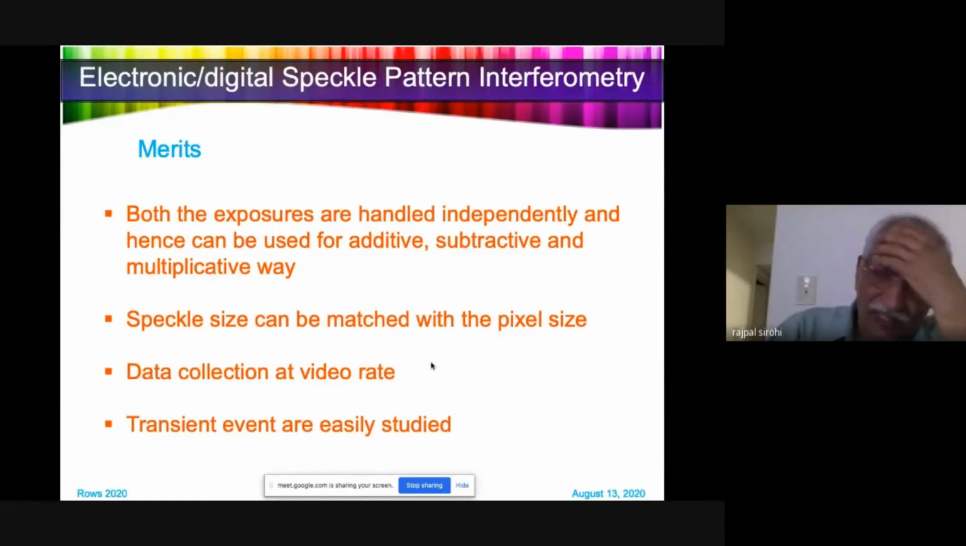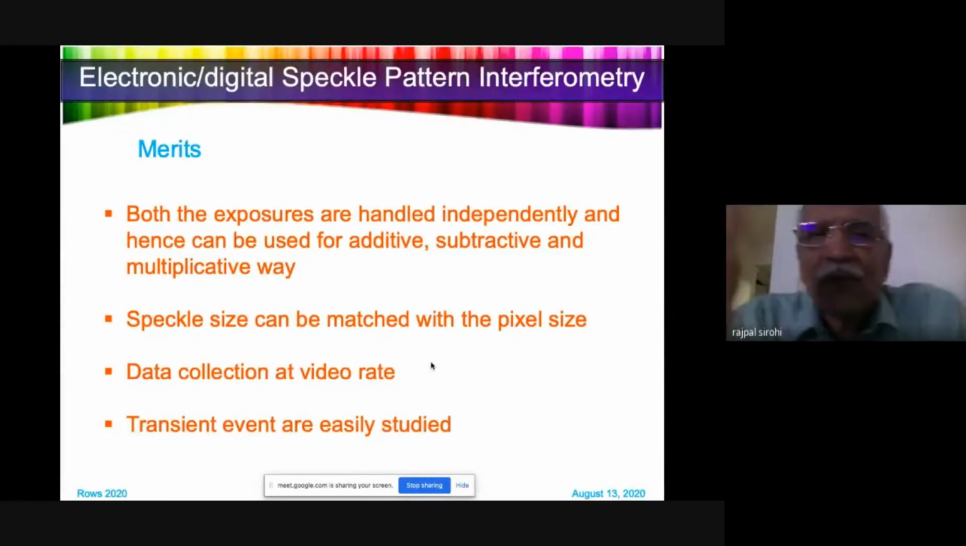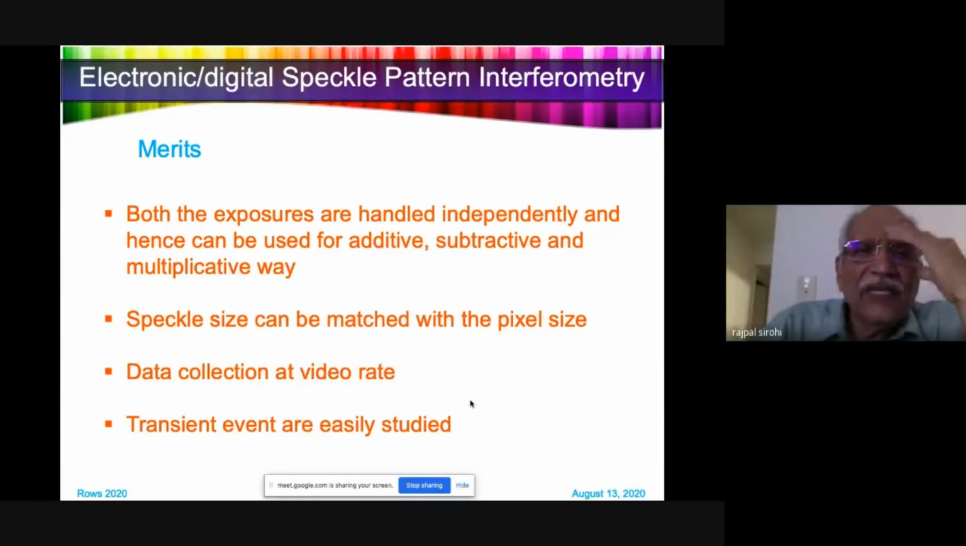You can do either additive, SPI, subtractive, ESPI, or multiplicative, where you multiply these things. You can match the speckle size by changing the aperture of the lens. You can collect the data at video rate, and if you have a fast camera, you can do it much better. And therefore, transient events can also be studied. It's very difficult to study transient events with photography.